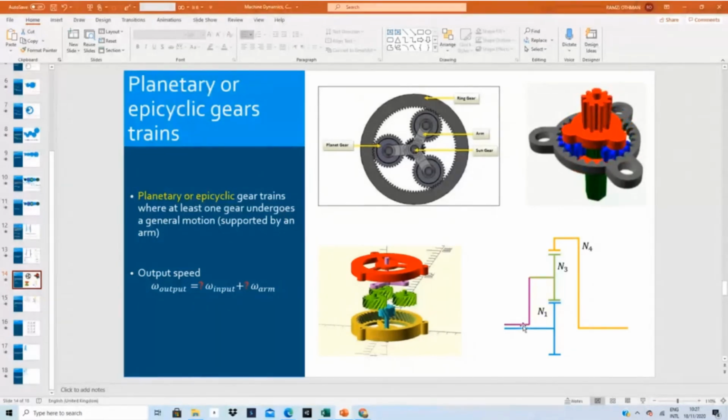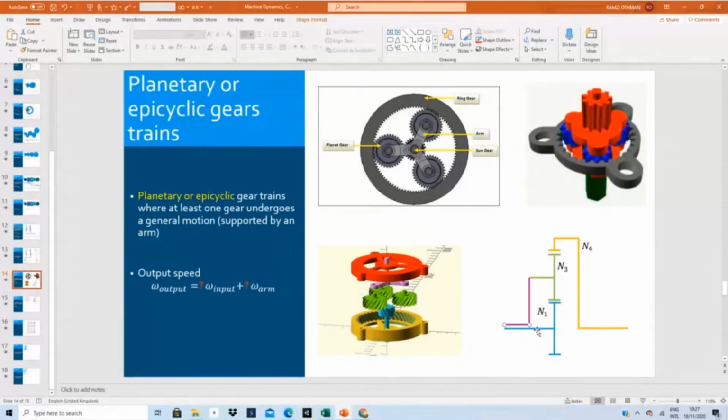Here, what is in purple is the arm. What is in blue is the sun. And what is in orange is the ring. All three, here just to differentiate them, should have the same direction. This one should be exactly on the blue one, but I shifted it a little bit to make it clear. So all three will rotate in the same direction, but using three different shafts. All three will have fixed axis rotation, but they will have different speeds.